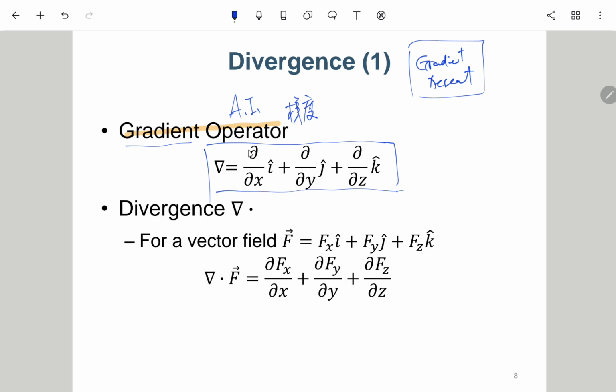Okay, so actually in chapter 24 we already learned this gradient operator in Cartesian coordinates. It is like partial x times i hat plus partial y j hat plus partial z k hat. And then here we have the divergence. Divergence is actually the gradient with this inner product.